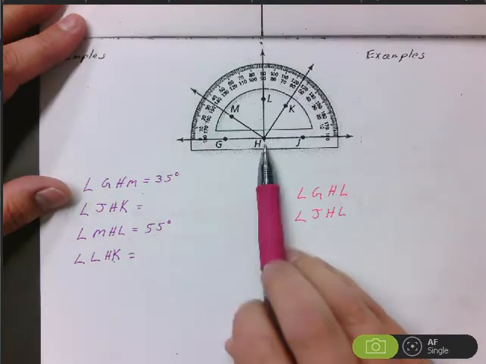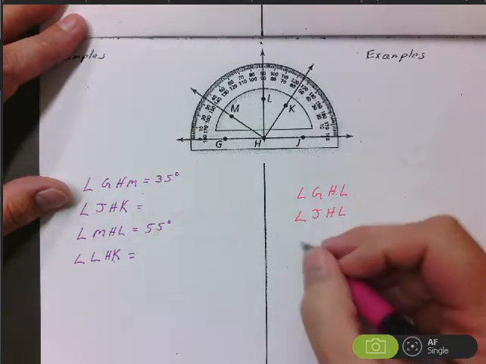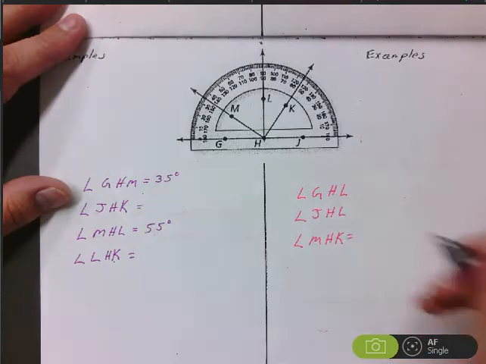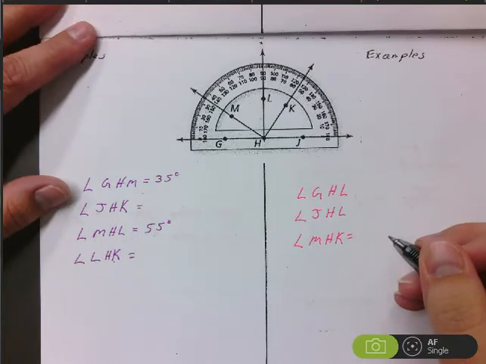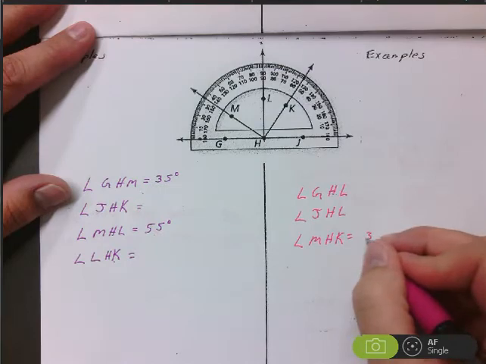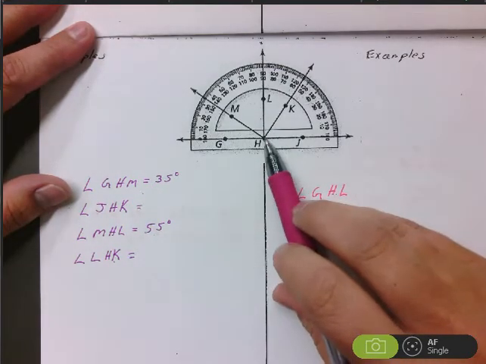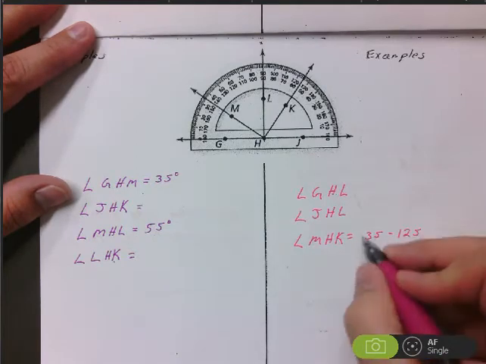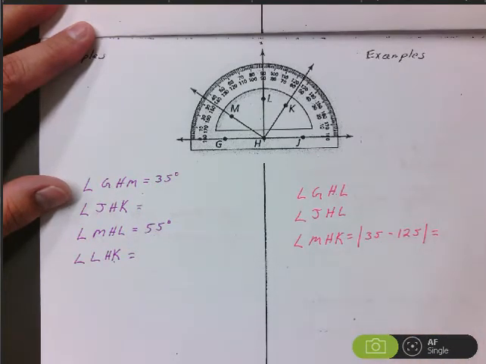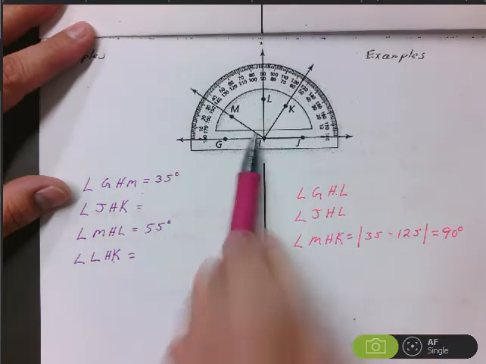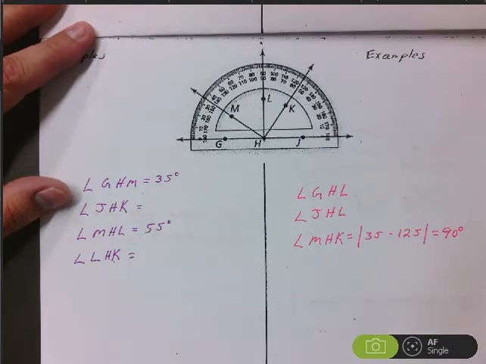Are there any others though? Well, let's look here at this one. This MHK. I'm not sure, so I'm going to check that one. MHK. So let's use that protractor postulate that we just talked about. We said MH was at 35. We can see HK is at 125. So we're going to subtract those and find the absolute value, and that does come out to 90 degrees. So that is a right angle. So this MHK is also a right angle. So I think that's all the right angles that we have.